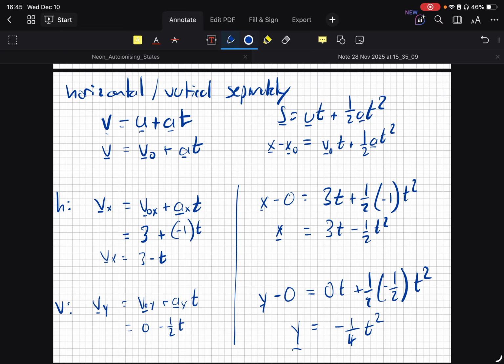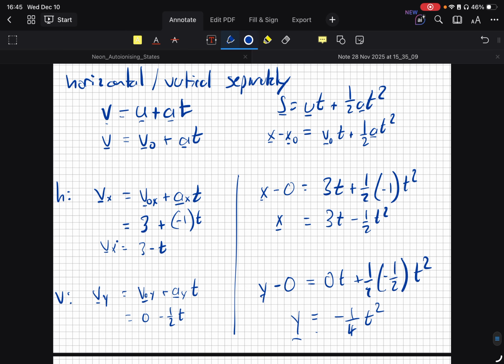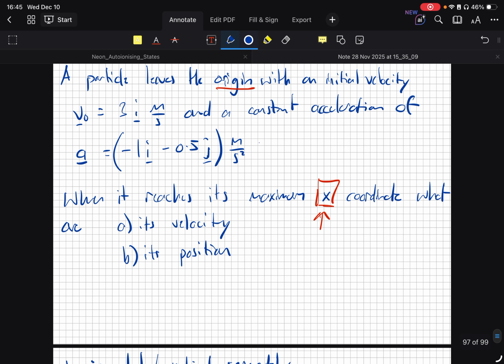So now we have these 4 expressions. We've determined the horizontal and vertical components of the position in terms of time, and we have the horizontal and vertical components of the velocity in terms of time. Now, the question asks us about this specific moment where we reach the maximum x coordinate. When you're finding the maximum value of some function, you find the derivative of that function with respect to the independent variable and set it equal to 0.